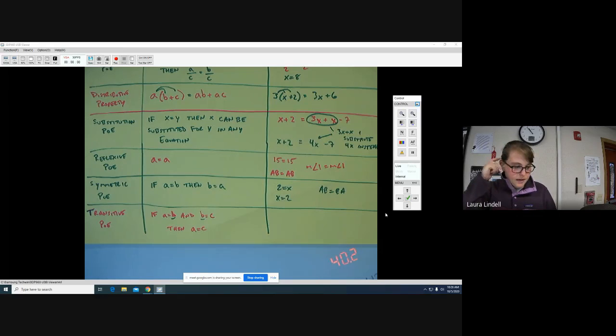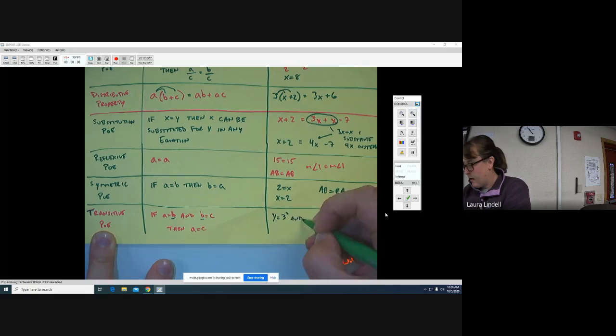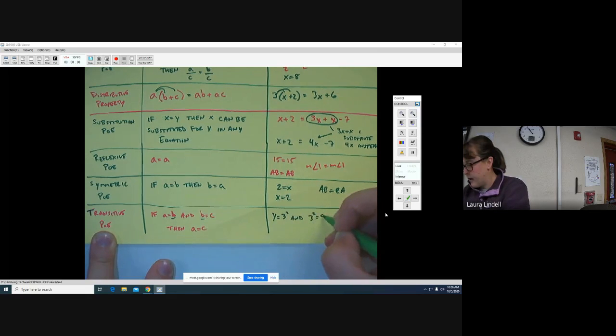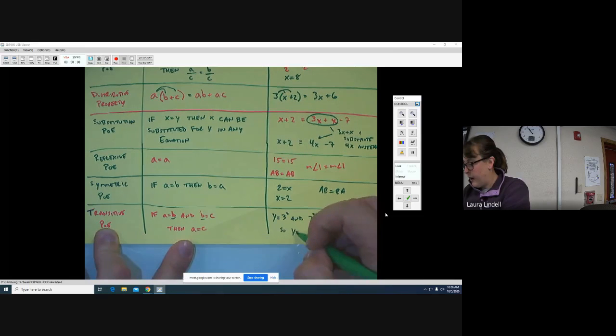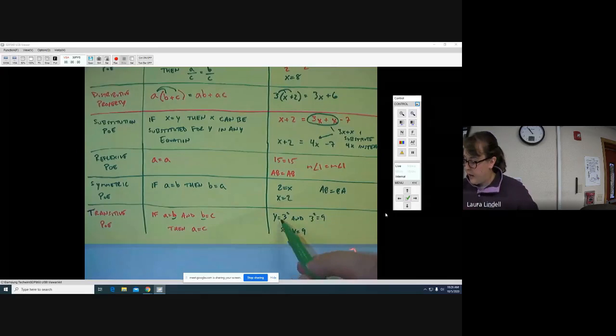So the way that you'll sometimes see it algebraically, maybe you'll see something like y equals 3 squared, and 3 squared equals 9. So y equals 9. Basically, you're cutting out the middleman here and going directly to the end.